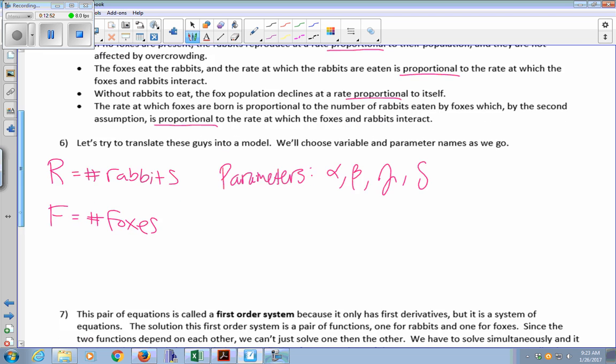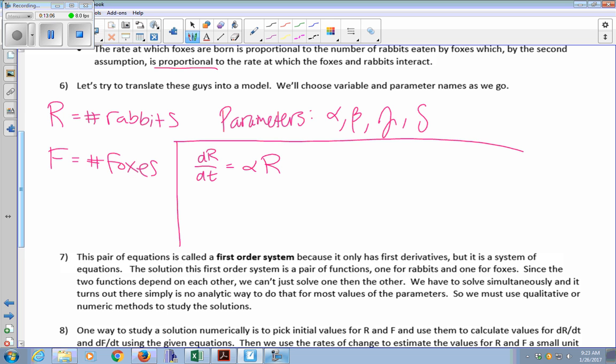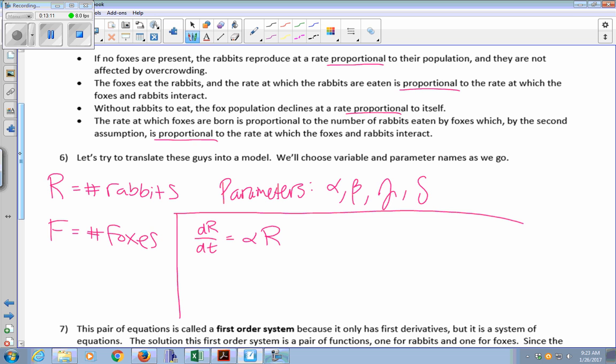So dr/dt, I'll write it over here. dr/dt equals alpha r. So I'll use my first constant of proportionality, alpha. Malthusian model. But then the next bullet talks about what happens if the foxes eat the rabbits.